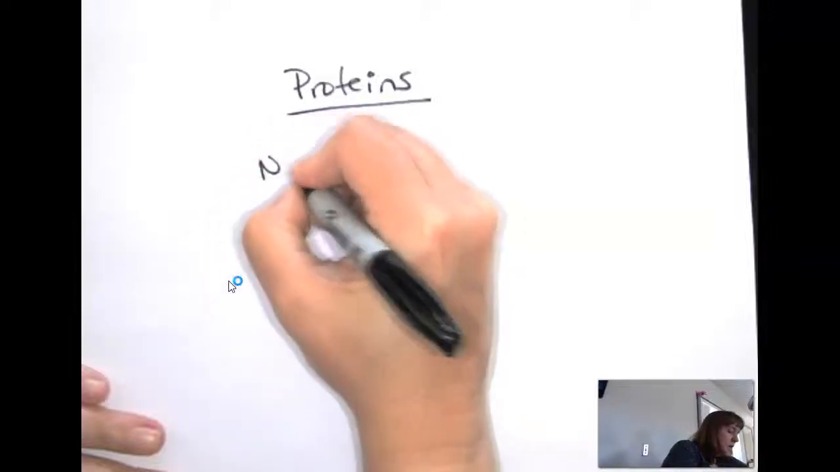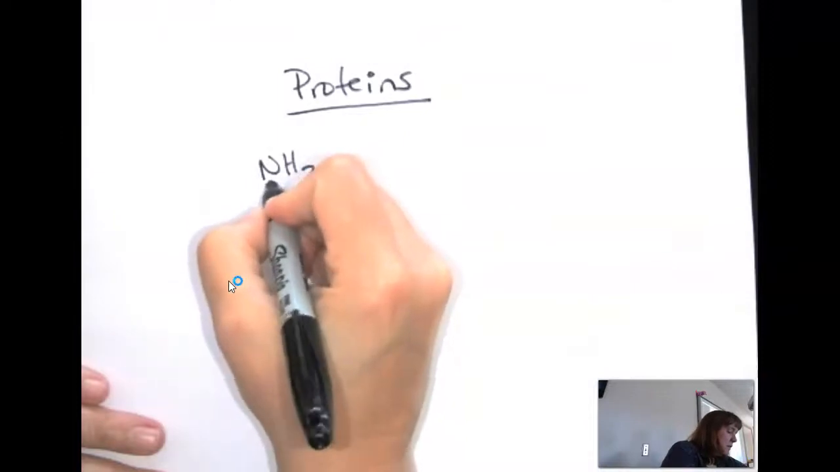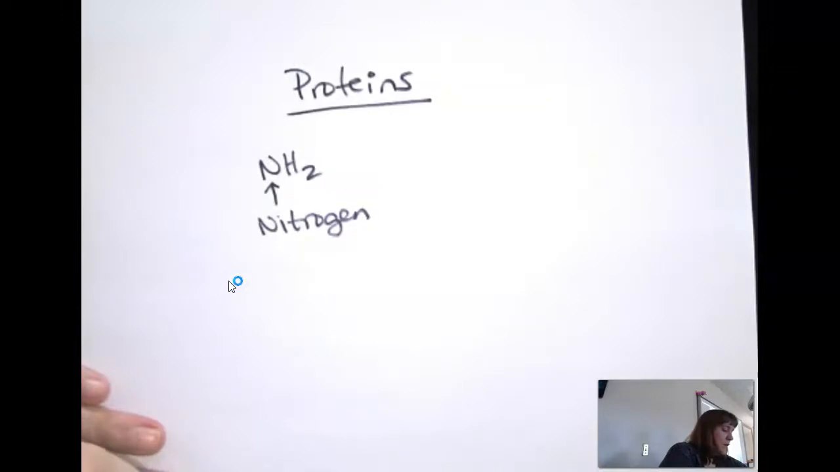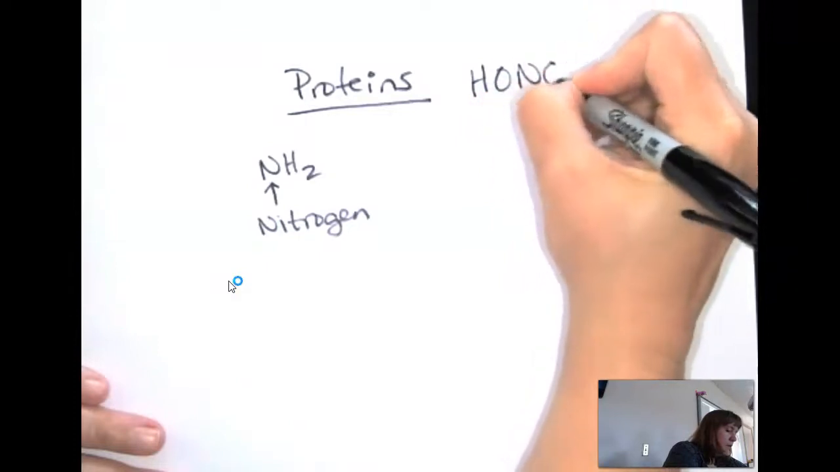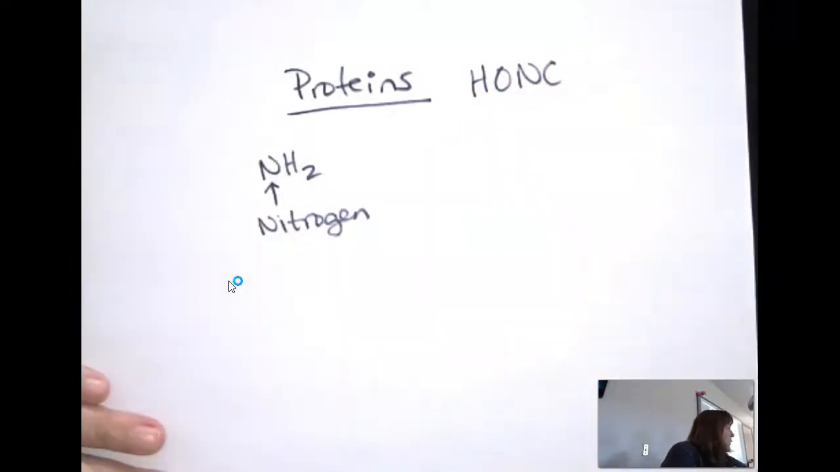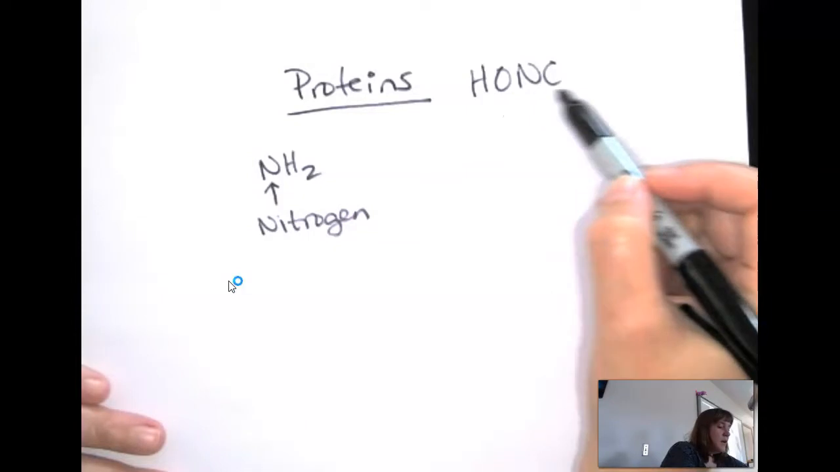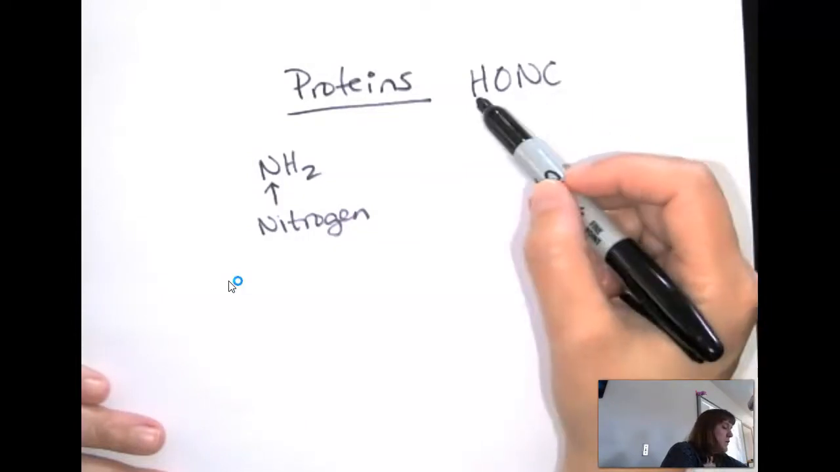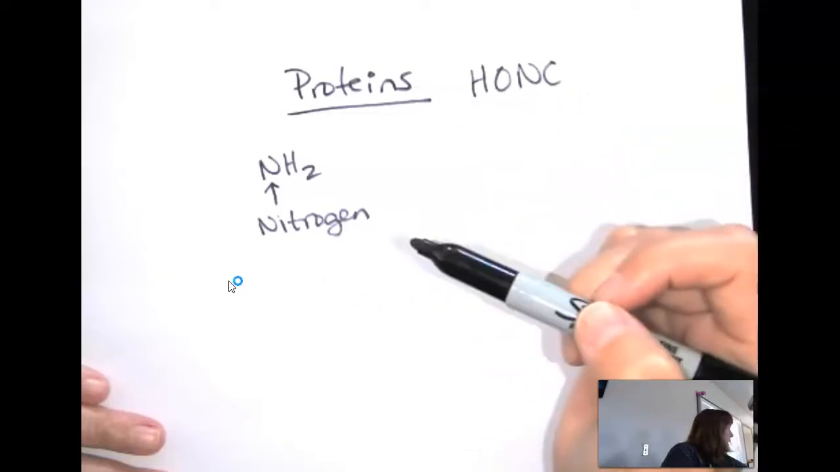This is the first time that we started adding in nitrogen. So we have the full HONC. If we had carbohydrates, we had carbons and hydration, OH. When we had fats, we had long carbon chains with a carboxyl group and a methyl group. So again, C's, very little O, but H.